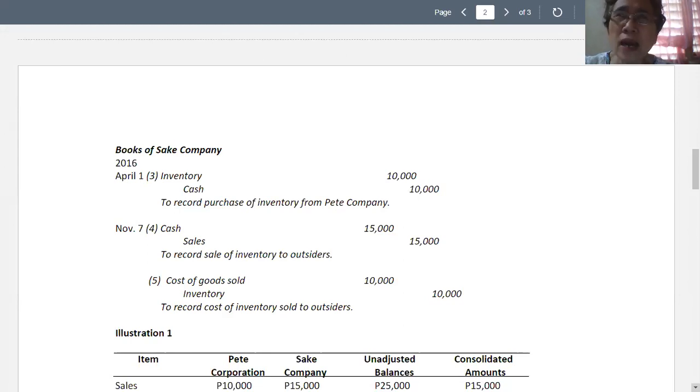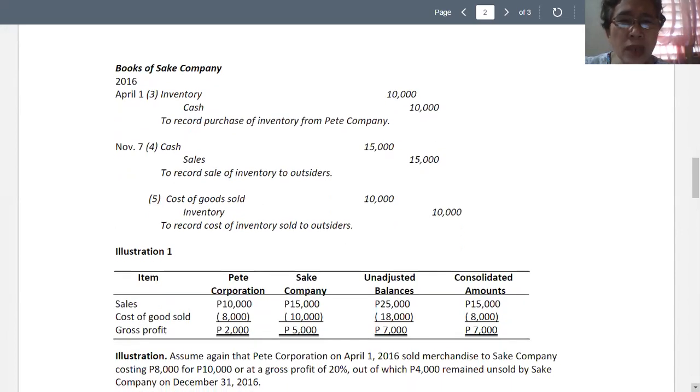Likewise, taking the role of subsidiary, acquiring the goods from the parent at 10,000, selling the goods at 15,000, Sake also had a profit of 5,000. Now, in illustration number 1, we now have the books of Pete and Sick, and we have the unadjusted balances, and now we should end up with the consolidated amounts.